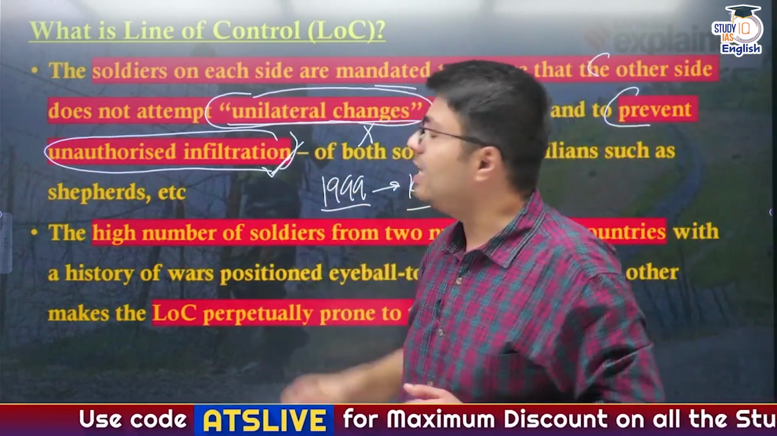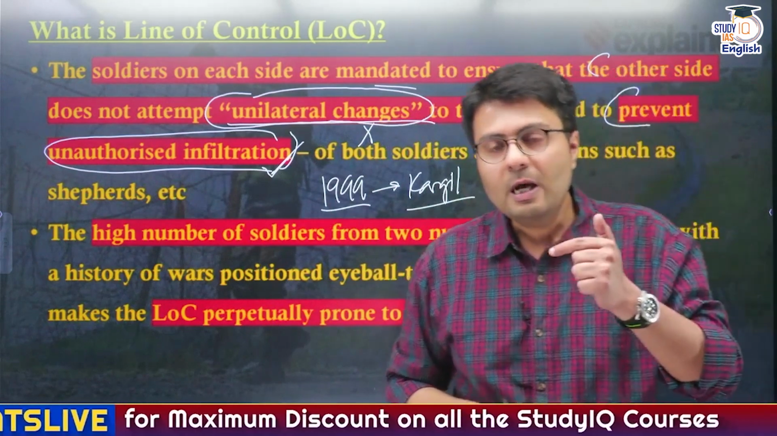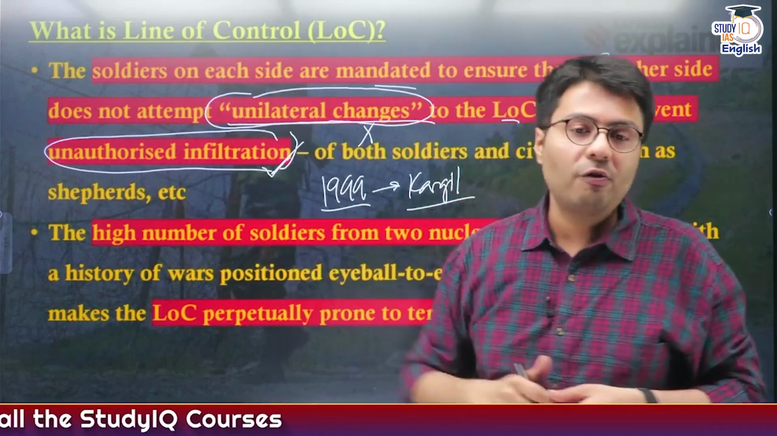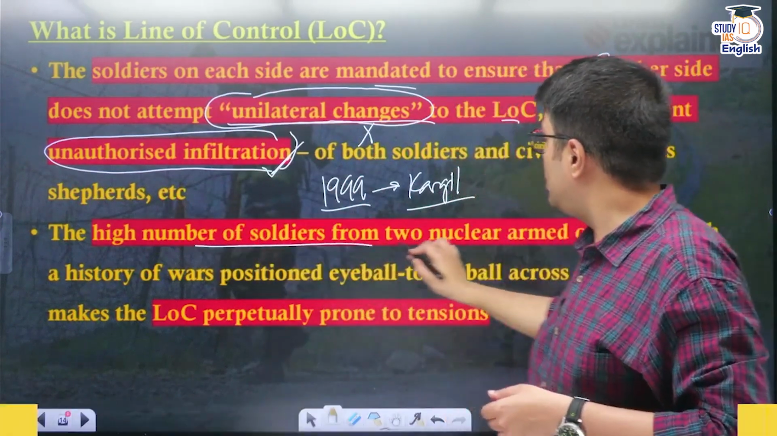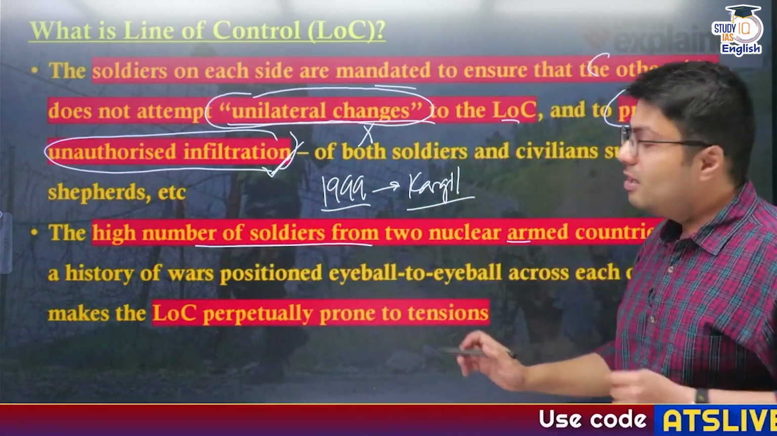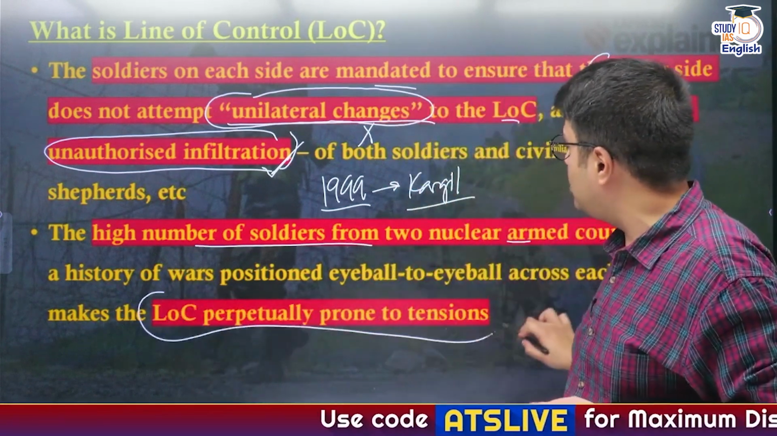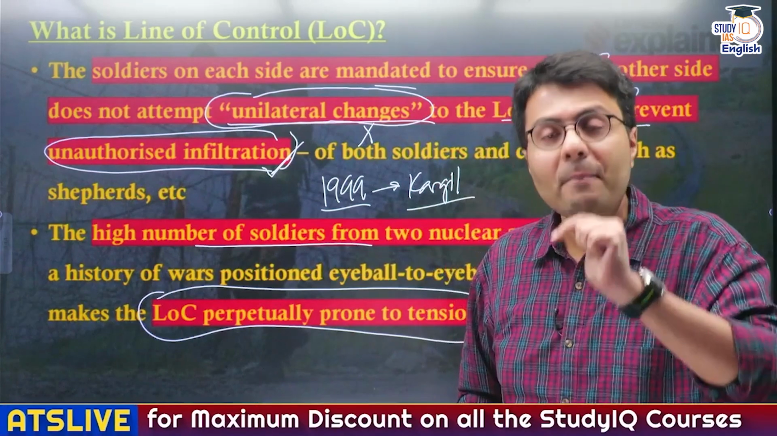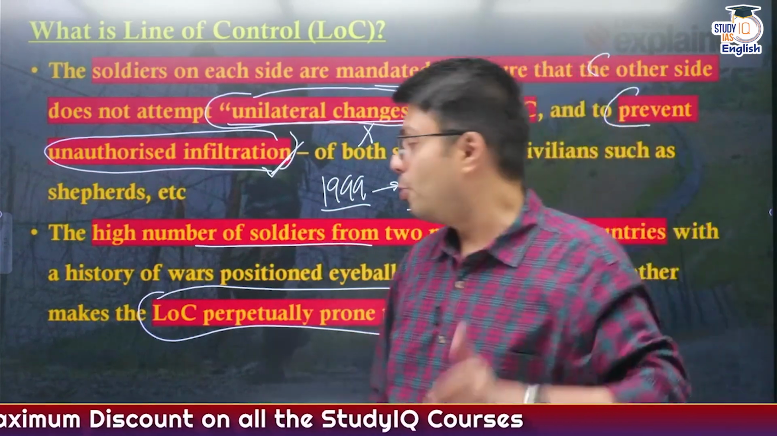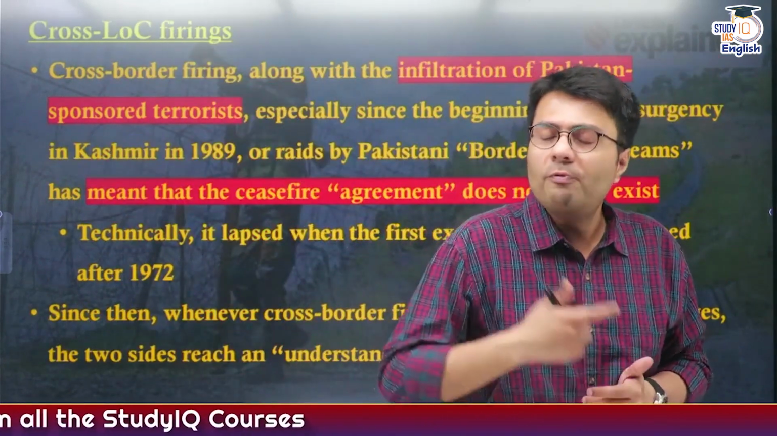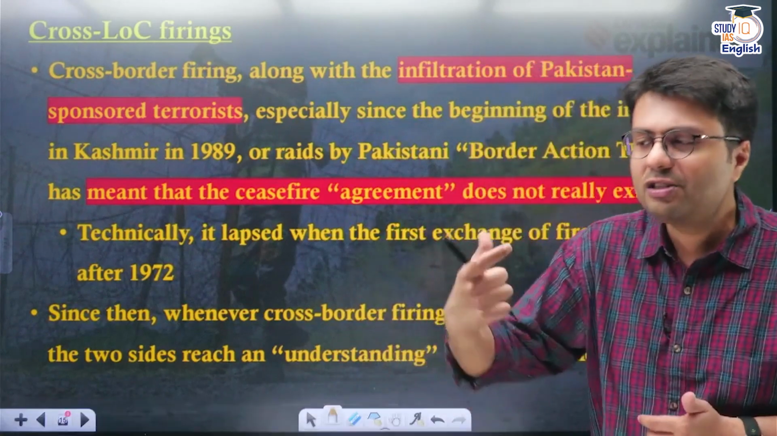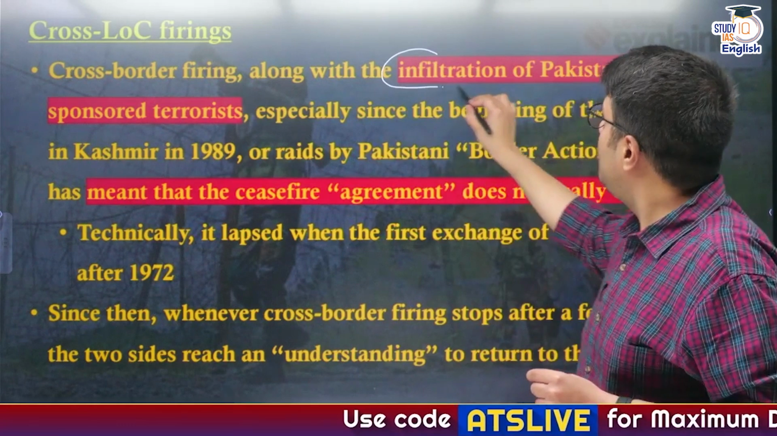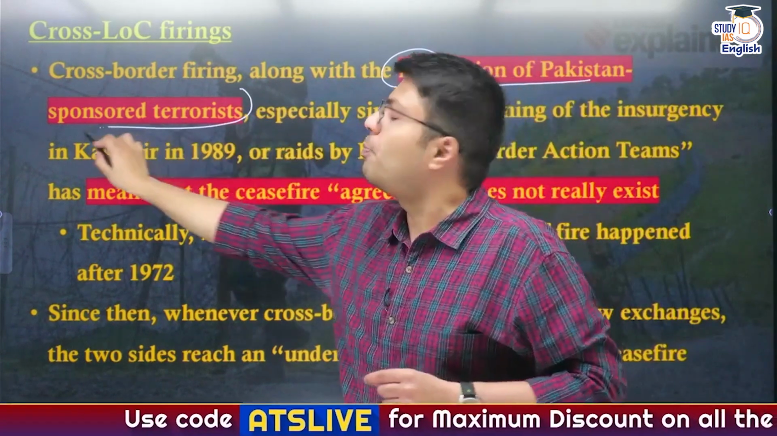And similarly, periodically we see unauthorized infiltration of both Pakistani armed forces officials and also of terrorists, which happens frequently in the Line of Control. And as a high number of soldiers from these two nuclear armed countries are there, the LoC perpetually remains prone to tensions. Why does it remain prone to tensions? This is due to illegal attempts by the Pakistani army to undertake cross-border firing. But the bigger question is, why does the Pakistani army undertake frequent cross-border firing? The answer is they do so in order to promote infiltration of Pakistani sponsored terrorists.